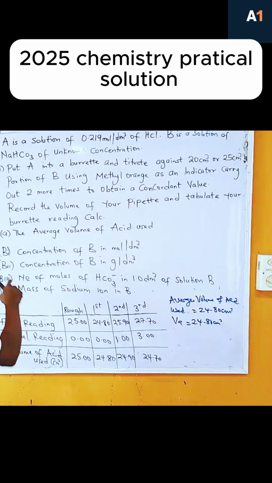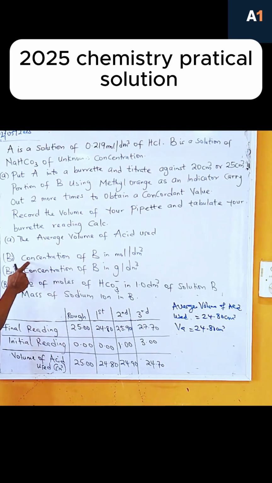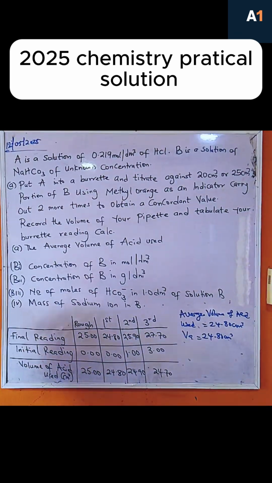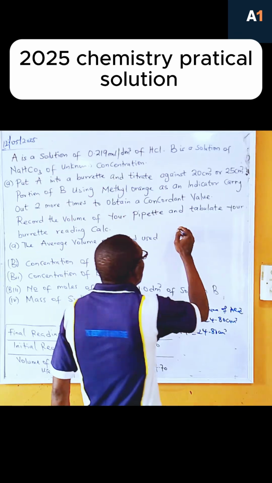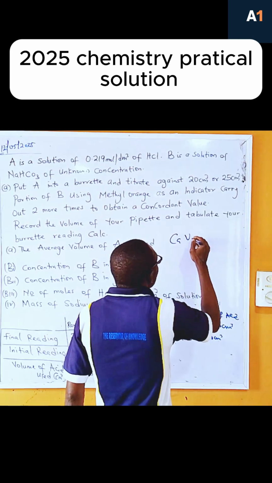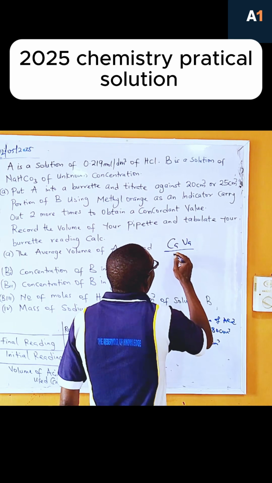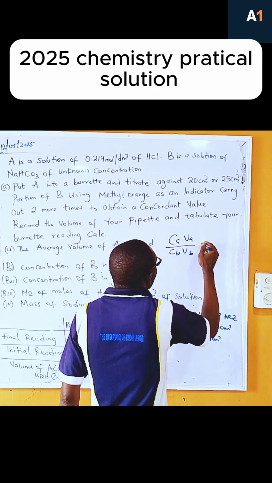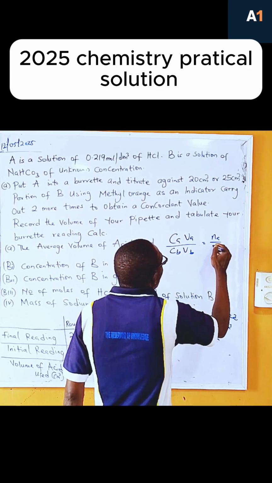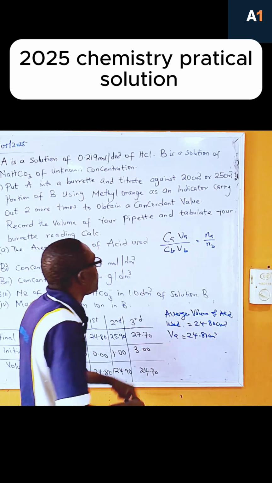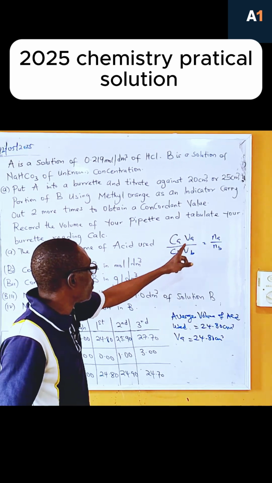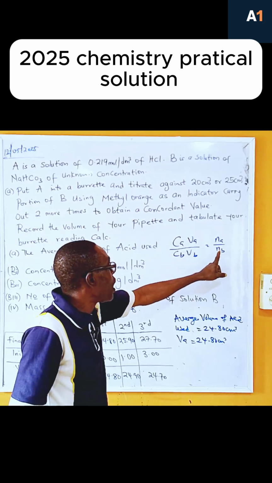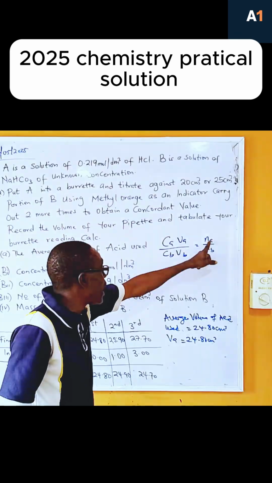So we need to calculate what we have done in this one. Then we need to calculate the concentration of B in mole per decimeter cube. Now, what formula do we need? The formula is CA VA over CB VB equal to NA over NB. Meaning that the concentration of A, the volume of A, the concentration of B, the volume of B equal to the mole ratio of A and mole ratio of B. That is for the acid and base.